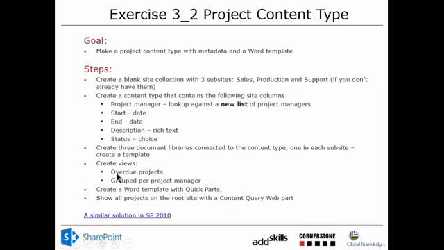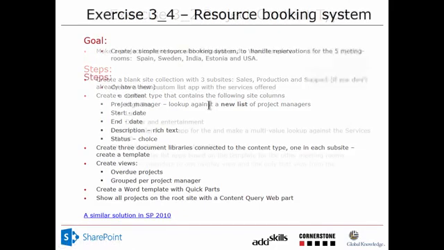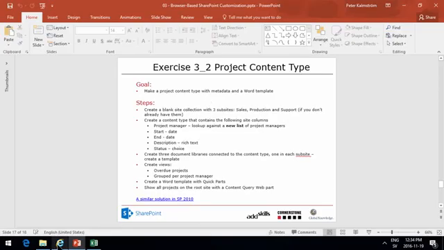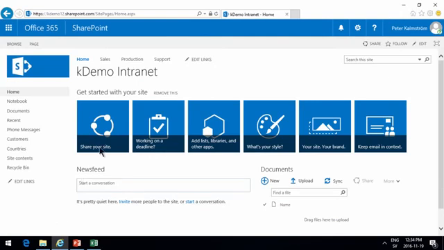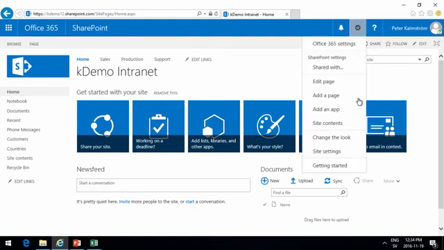Then we're going to create views, an overview of projects, and a group per project manager. Finally, we're going to create a Word template and show all the projects in the root site with a content query web part. So that's quite a bit of work. Let's get started. So I'll jump over to my SharePoint site here. And as you see, I already have the subsites, sales, production, and support. And now I'm going to go into the site settings and create my content type.